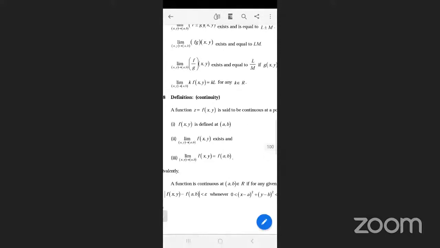Next, continuity. Coming to the continuity function definition. What is the continuity function definition in a single variable? The same definition we apply on two variables. If f is a continuous function, the limit x tends to a of f of x equals f of a. That is, as x tends to a, f of x tends to f of a. Then we can say f satisfies the continuity property. So f is a continuous function at x equal to a.